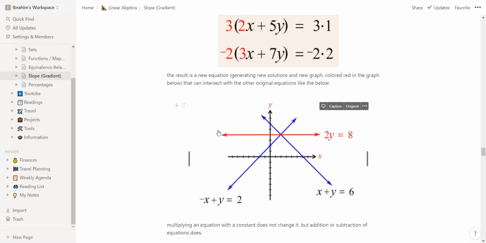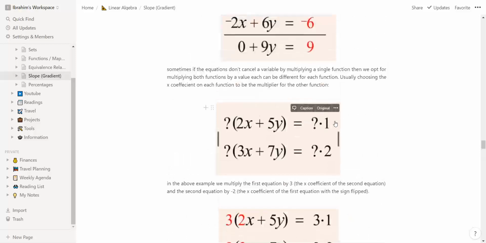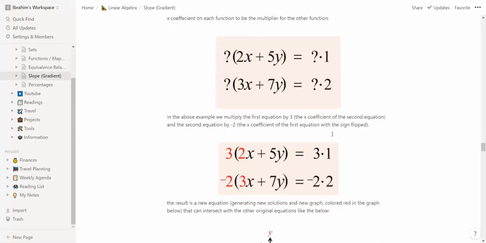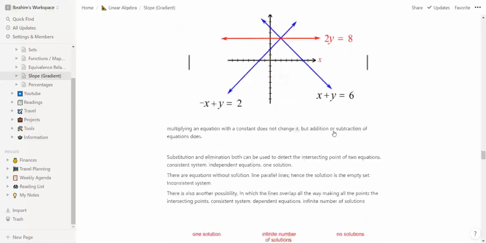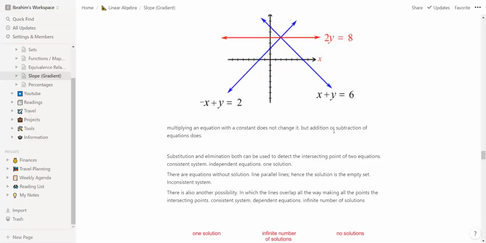So this forms a new equation where the function of this equation is the result we've obtained here, 9y equals 9, whatever the value is. Multiplying an equation with a constant does not change it, but addition or subtraction does. So that's why we multiply, because multiplication really doesn't change the value that we're working with.